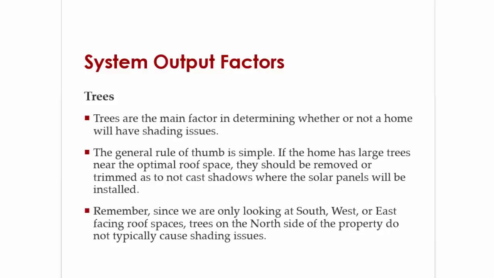The general rule of thumb is simple. If the home has large trees near the optimal roof space, they should be removed or trimmed as to not cast shadows where the solar panels will be installed. Remember, since we are only looking at the south, west, and east facing roof, trees on the north side of the property do not typically cause shading issues.